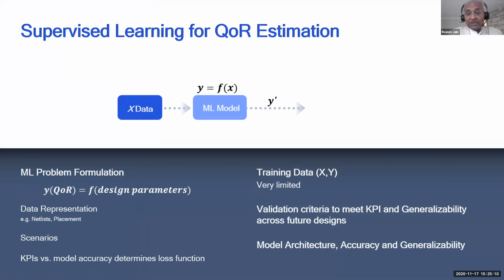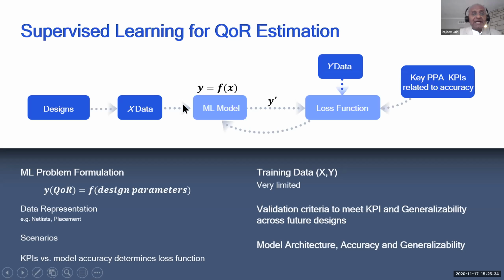So in supervised learning, what is the challenge to do QoR estimation? Supervised learning at a very simple level essentially allows you to train a mathematical function, y, that is a function of some variables x, provided you have some x and y known data to train on.